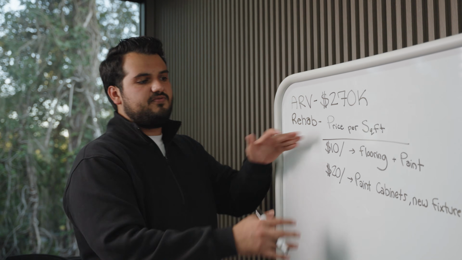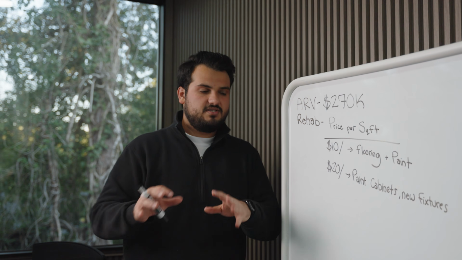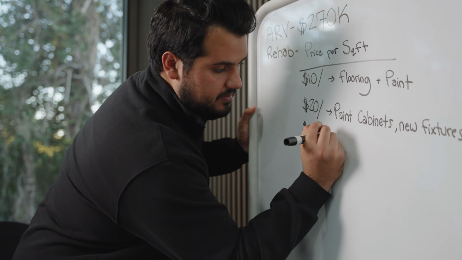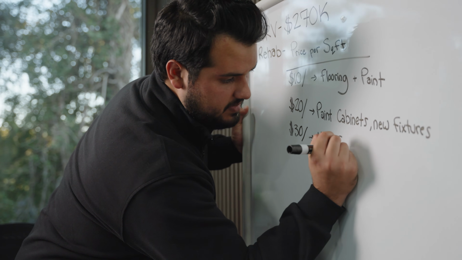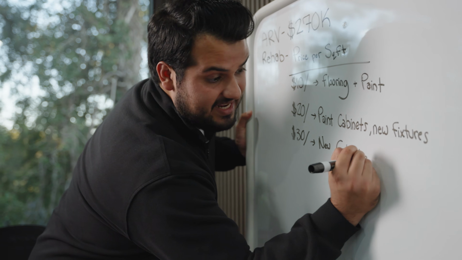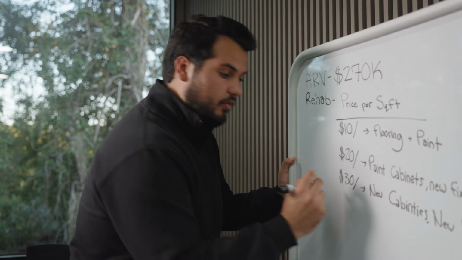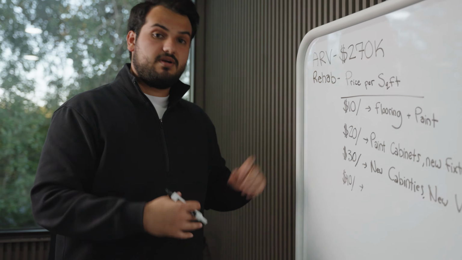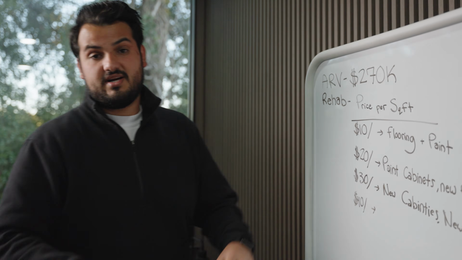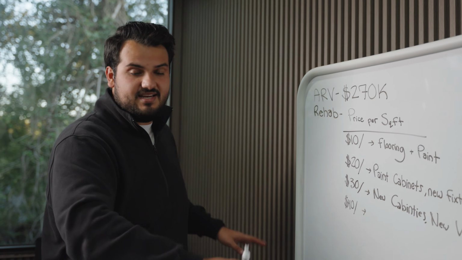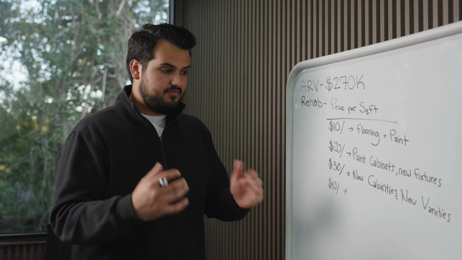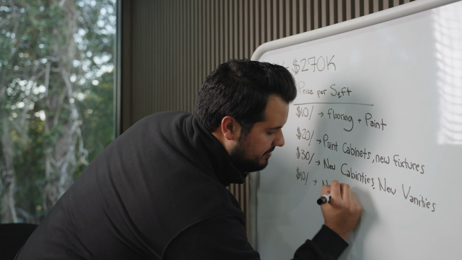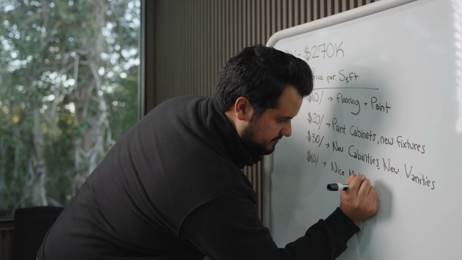$20 a square foot is getting you flooring and paint and then putting small modern touches on things. $30 a square foot, now we're getting into new cabinets, new vanities in the bathrooms, and then everything that we mentioned above. All right, $40 a square foot, we're starting to get into the pimping out a house territory. We're gonna put nice backsplashes, we're gonna make it really modern, we're gonna put new quartz in, we're gonna put undermounted sinks, we're gonna really make this house nice. So now we're getting into the nice and modern rehab space of a rehab.